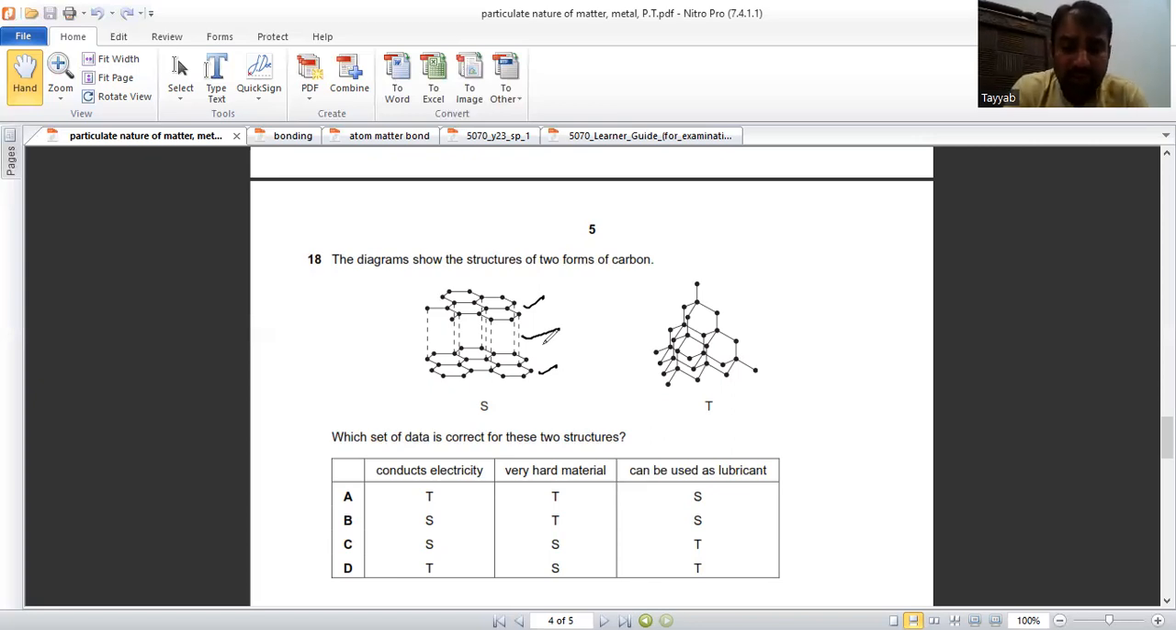Simply, at O-level stage, we have to give the answer: it has a layered structure. These layers can slide over each other. Hope it is clear to you.